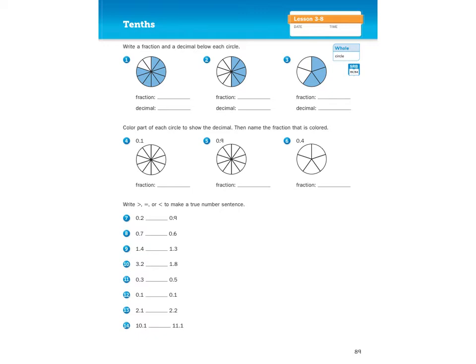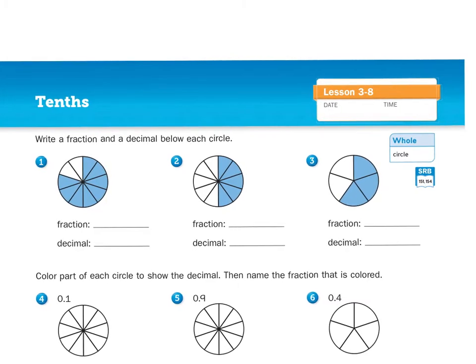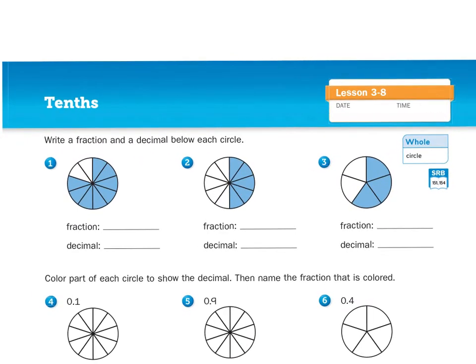Before we even do anything with those, as you can see on that math journal page, for numbers 1, 2, and 3, it says to write a fraction and a decimal below the circle. That fraction part should be pretty easy peasy, lemon squeezy. The decimal part will also be easy, but we need to talk about it first. So that very first one, let's look at the fraction. I'm going to zoom in here.